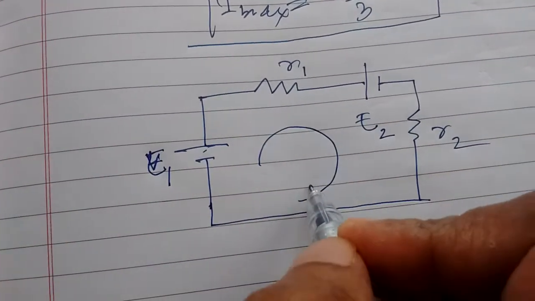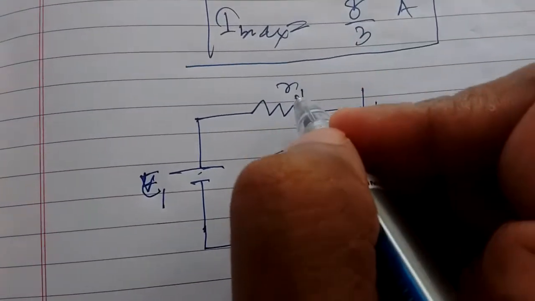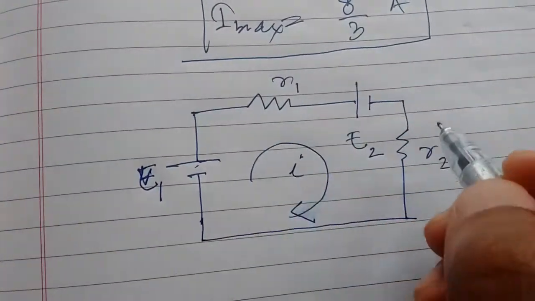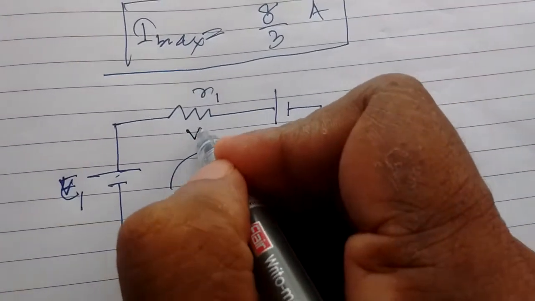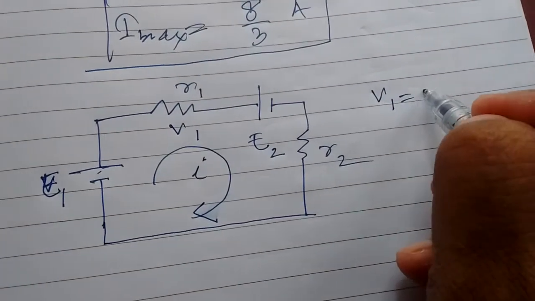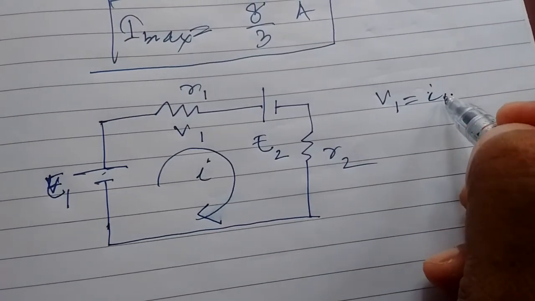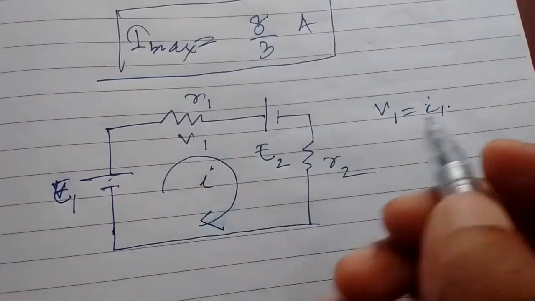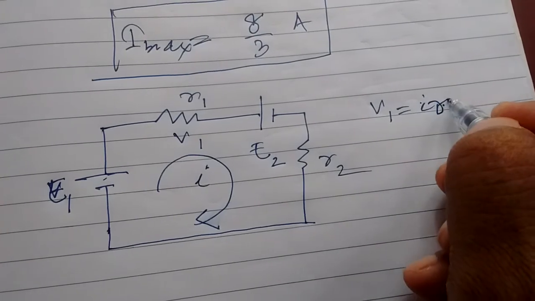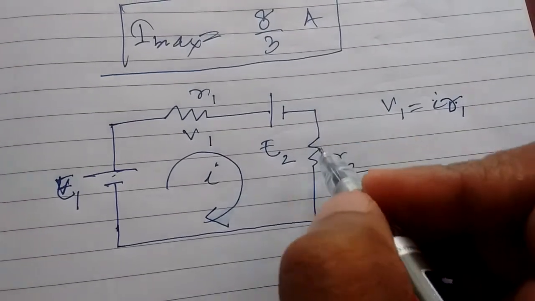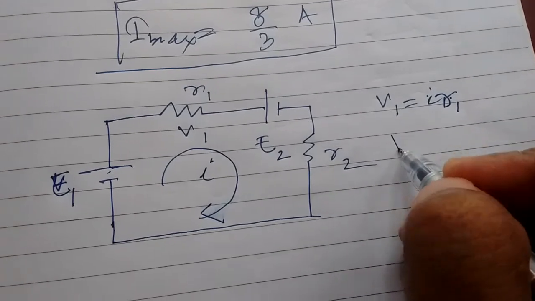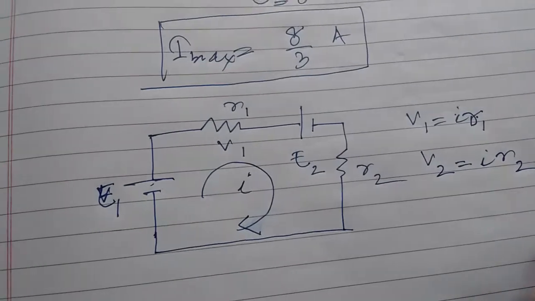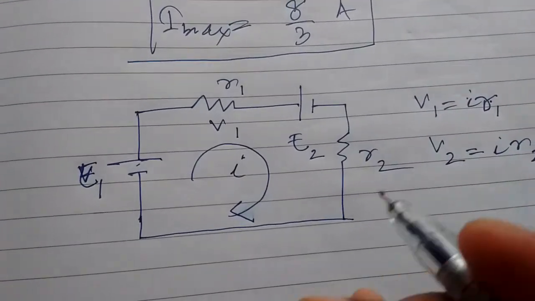Now let the current be flowing like this. Let the current be I. So potential drop across this resistor will be V1. V1 is equal to I1, not I1, it is I, because I is the only current flowing through all the elements. So IR1. Okay. Similarly, voltage drop across R2 will be V2 is equal to IR2. Okay. What does the law say?